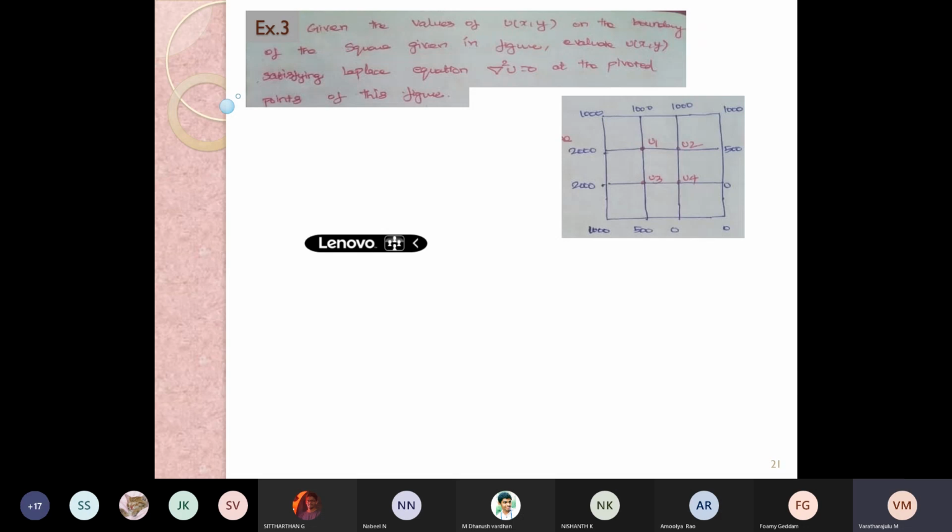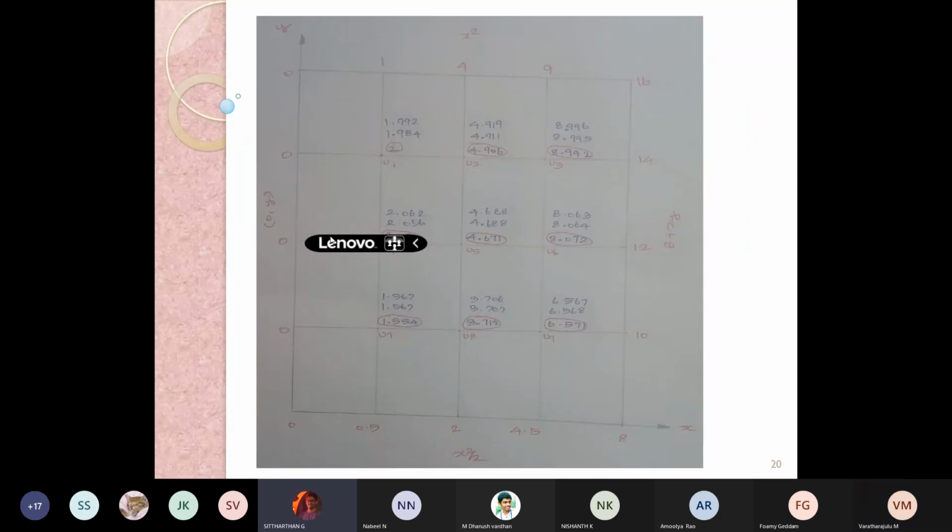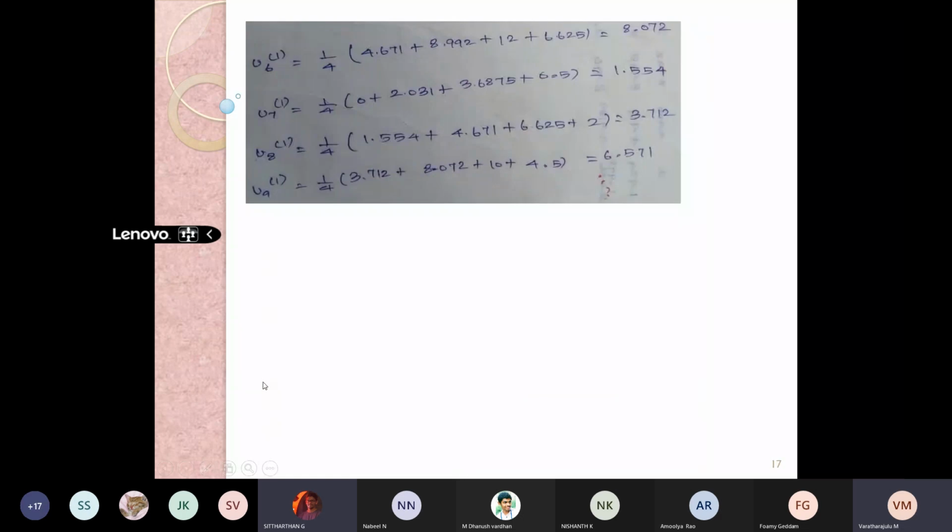Already the time is 11:22. Do you have any doubts? So can you show the previous question answers? U7, U8 and U9, first iteration, the calculation part. Yes, please make a note. Do you have any doubts?